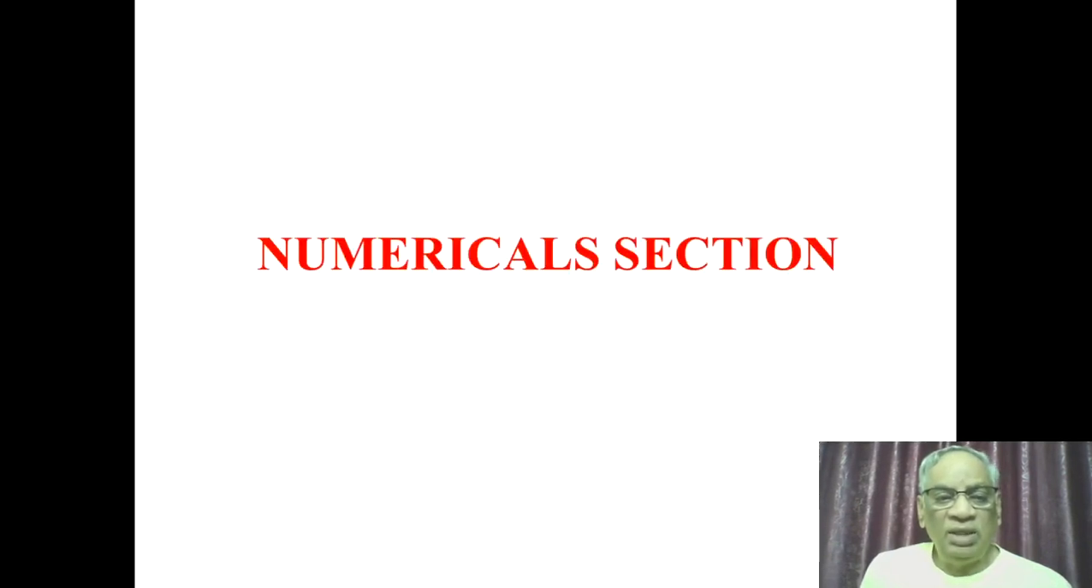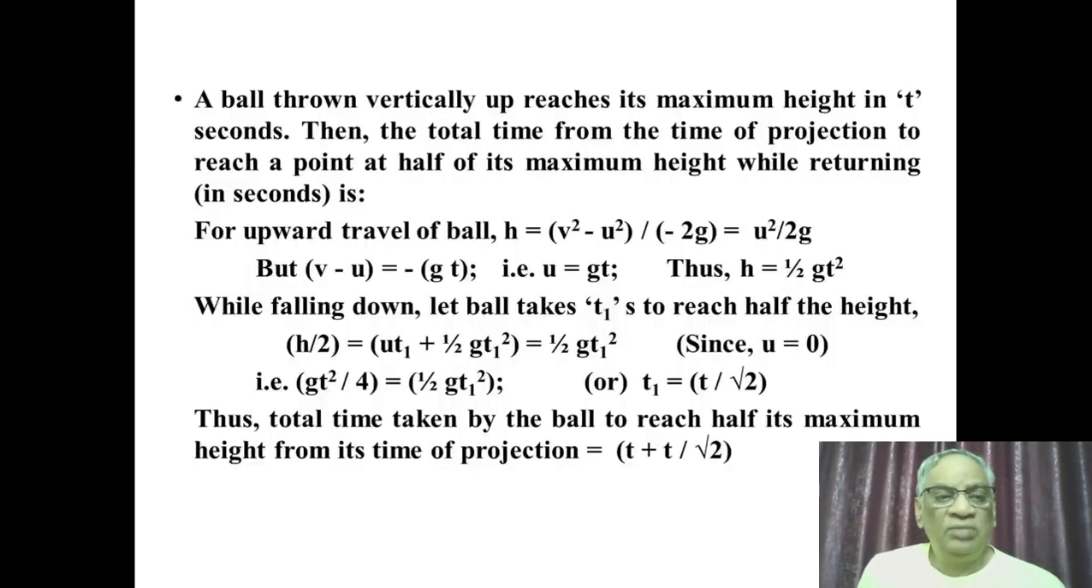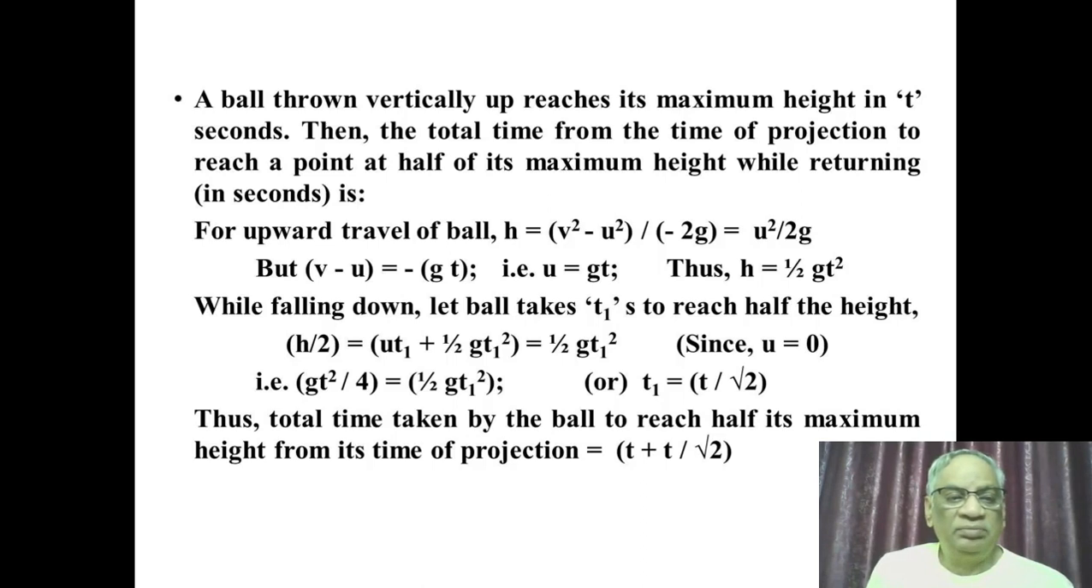Now let us see some numericals so that we can understand how these discussions are useful in solving numericals. A ball is thrown vertically upwards, reaches a maximum height in t seconds. Then we need the total time from the time of projection to reach the point at half its maximum height, meaning it went to the maximum height, and then while falling down, it has to reach half the height. So the time in t seconds for that travel is required.